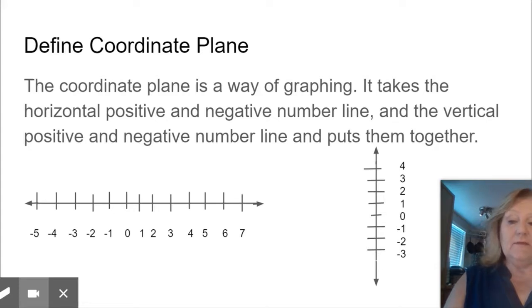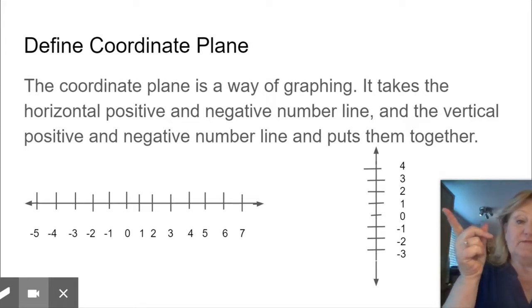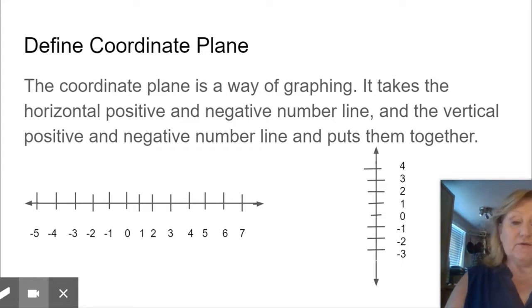The one on the left is the horizontal one. Zero's in the middle, and then the positive numbers go to the right, and the negative numbers go to the left. The one right next to me is the vertical number line. And that was the one that we used when we talked about elevation above or below sea level, positive and negative temperatures, above zero, below zero. And that one is the same thing. The zero's in the middle, and the positive numbers go up, and the negative numbers go down.